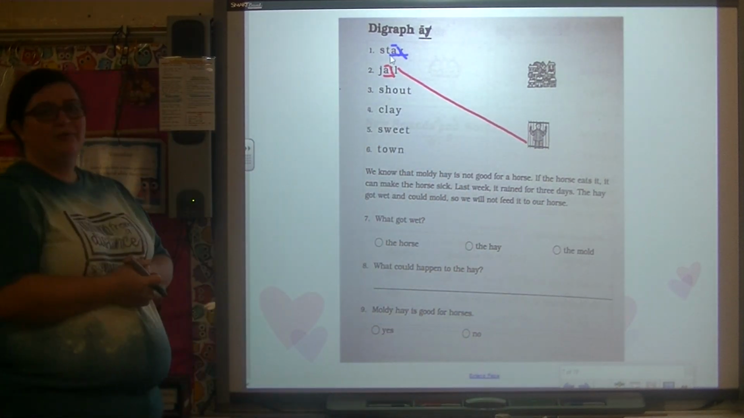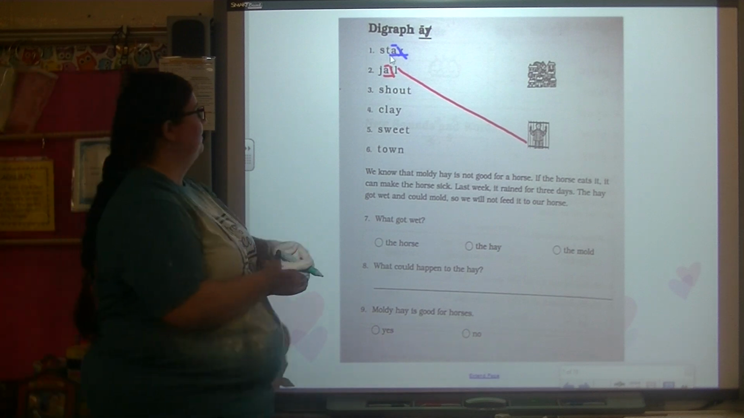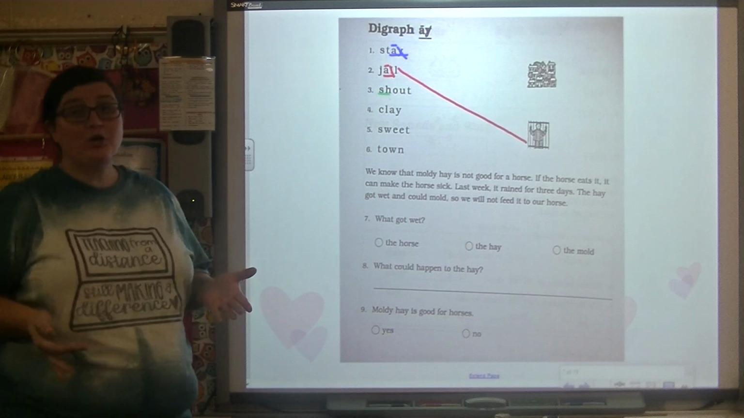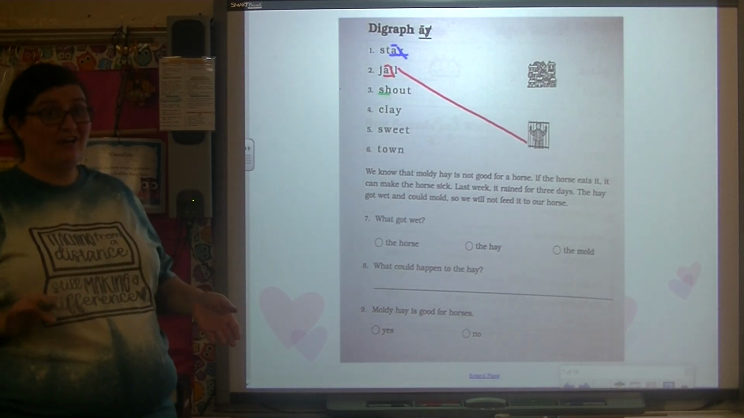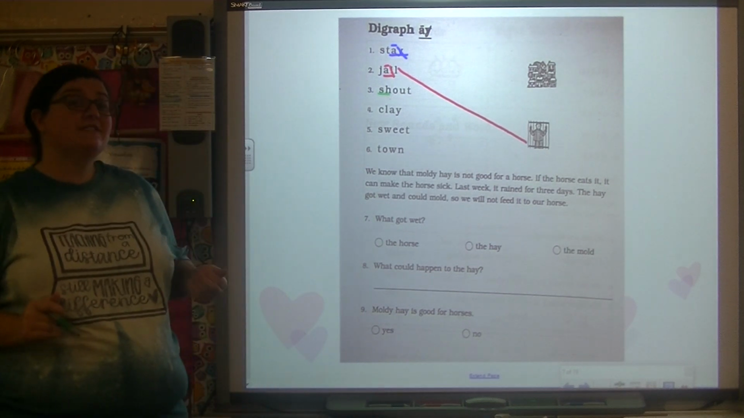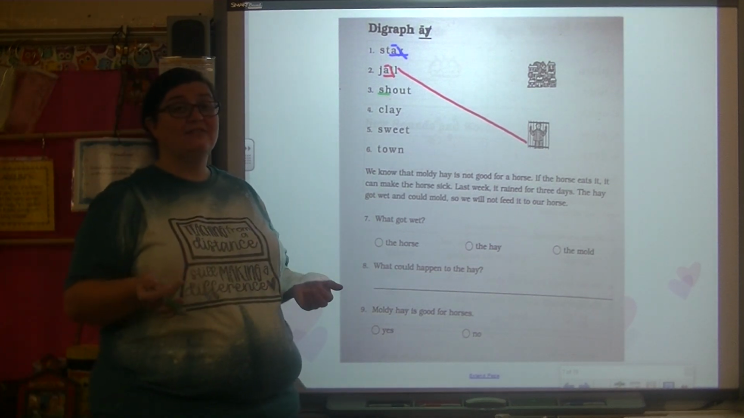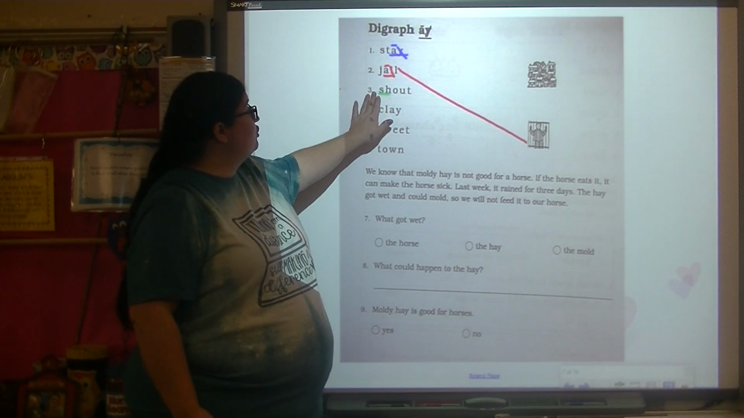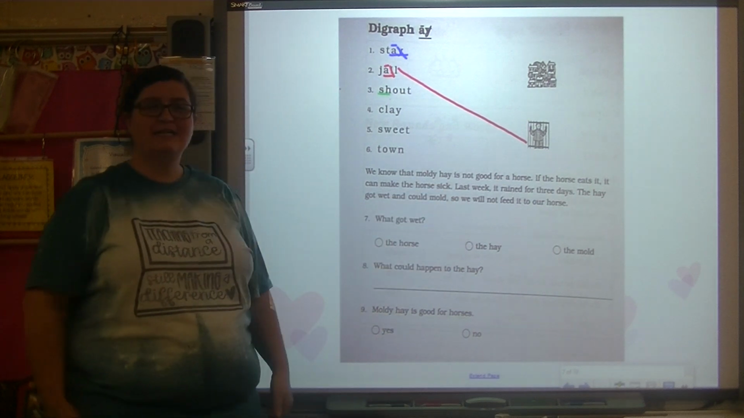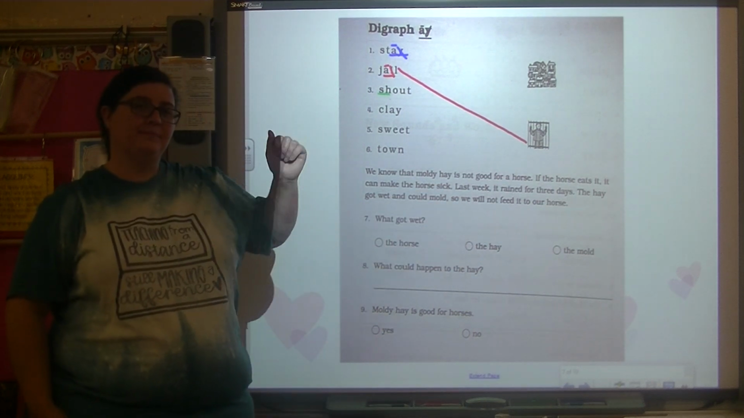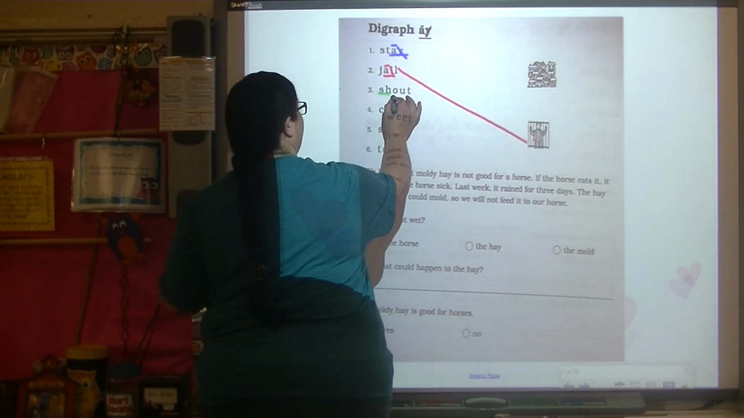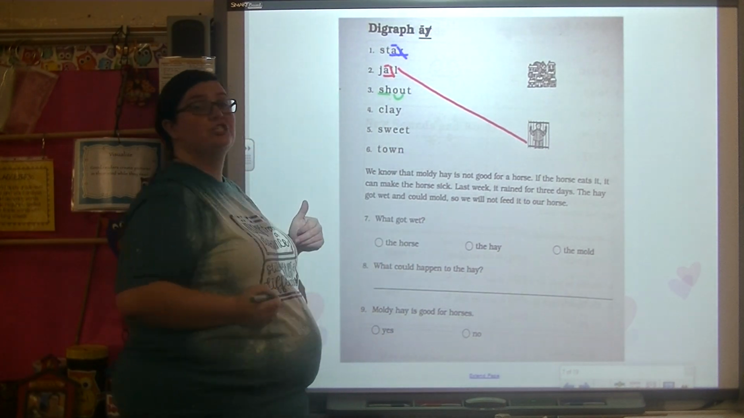Number 3, how do we code it? Now we've got digraph SH. And we have OU. It could be a diphthong or a digraph. We always sound it out first as a diphthong. So we're going to use the ow sound first. Let's sound it out and see if it makes sense. Sh, out, shout. Does that make sense? Up or down? Yes, that is a word, shout. So we're going to code it with an arc. Shout.